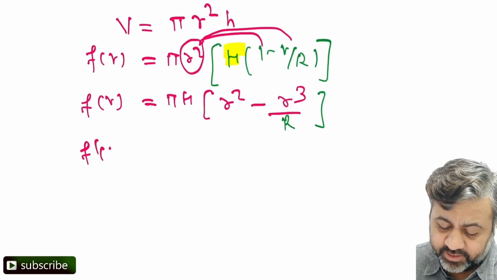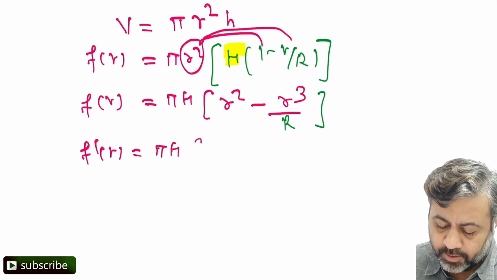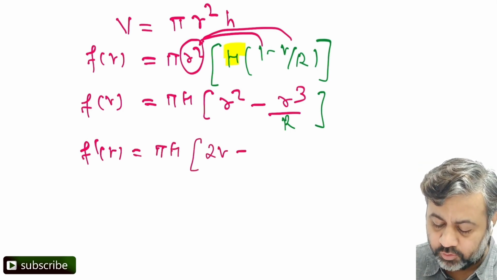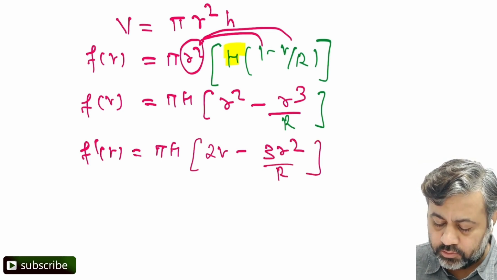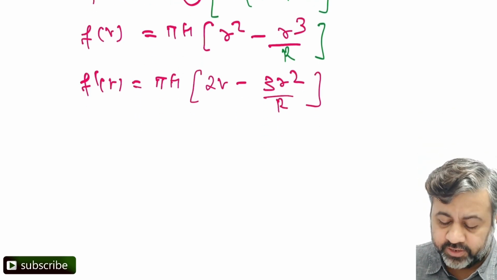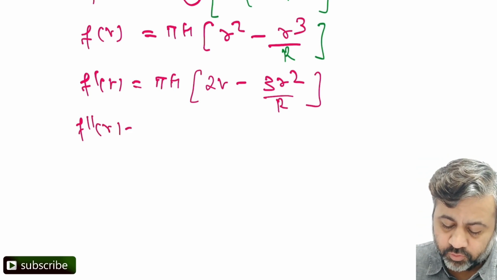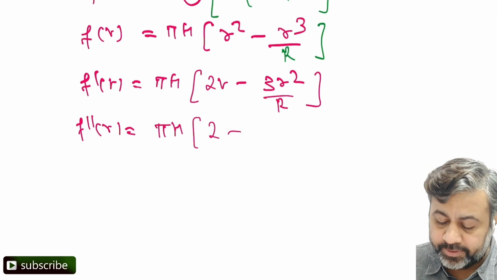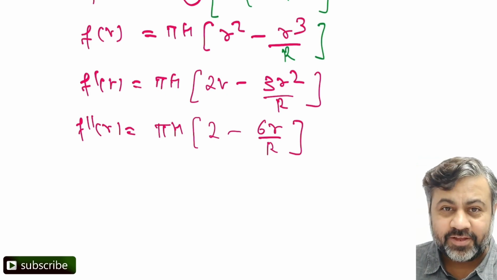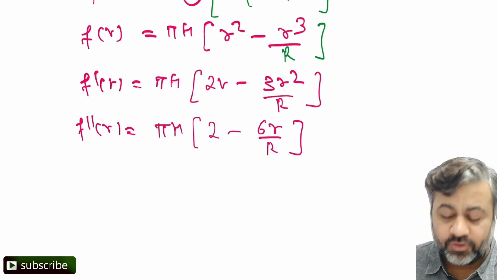Let's take the first order derivative, keeping pi h as it is. The derivative of r square will be 2r, the derivative of r cube is 3r square, all upon R. This is just the first order derivative. I have to take the derivative one more time. So the derivative of 2r will be 2, the derivative of 3r square will be 6r, upon R.